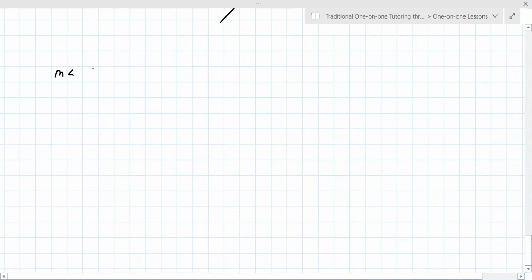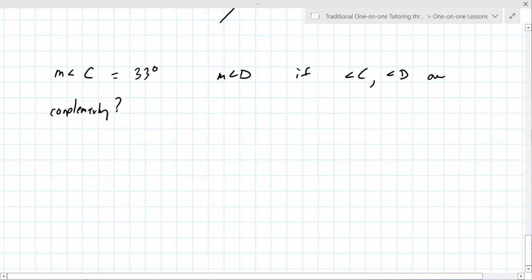Let's say the measure of angle C is 33 degrees. What is the measure of angle D if angles C and D are complementary? So the measure of C is 33. Complementary is 90 degrees, so that would be 57 degrees for D.